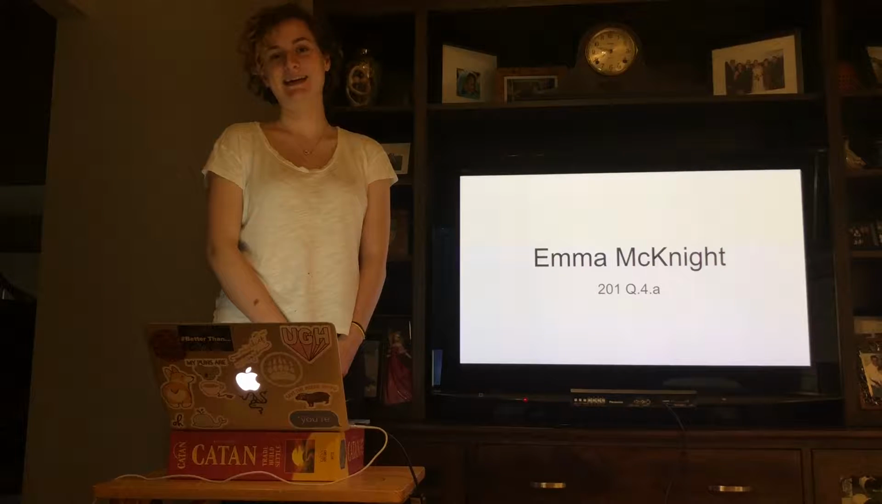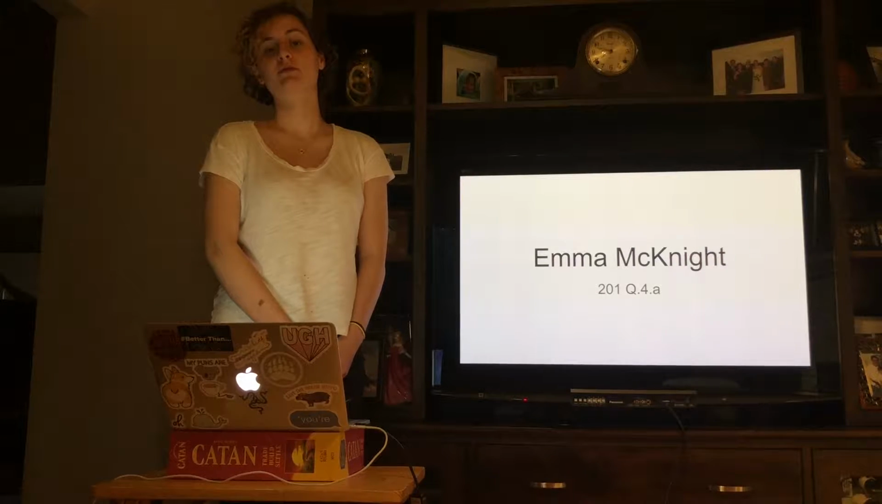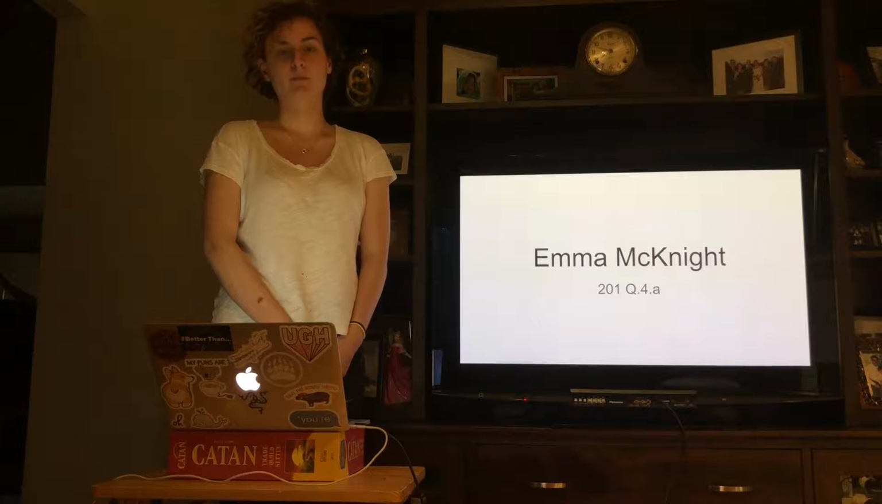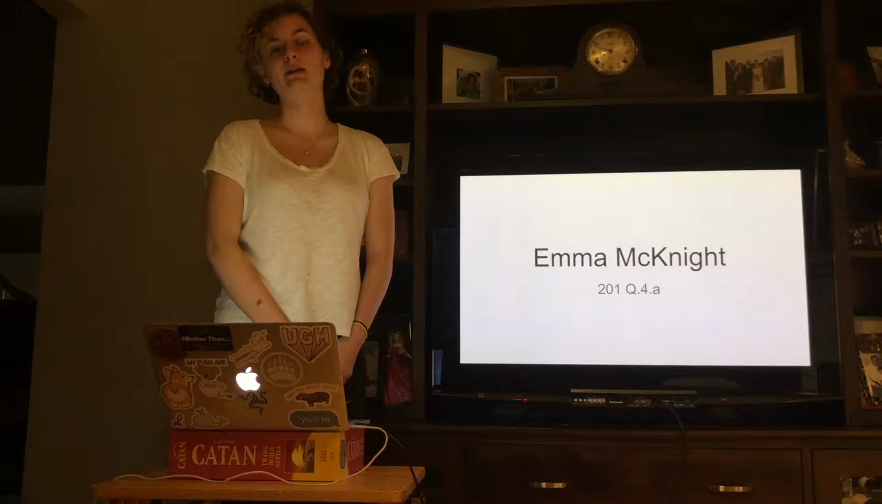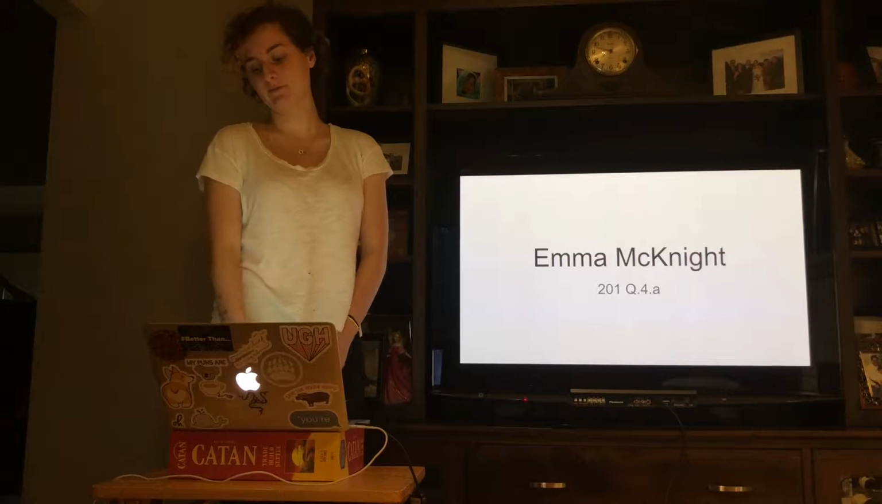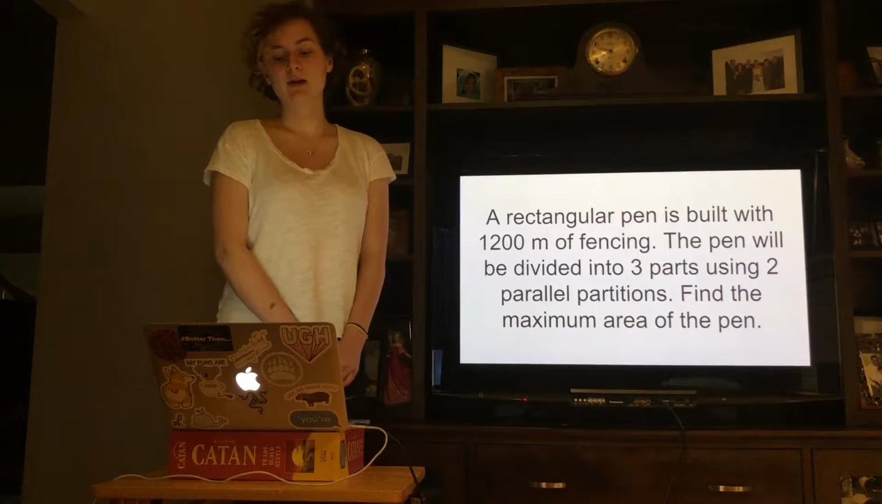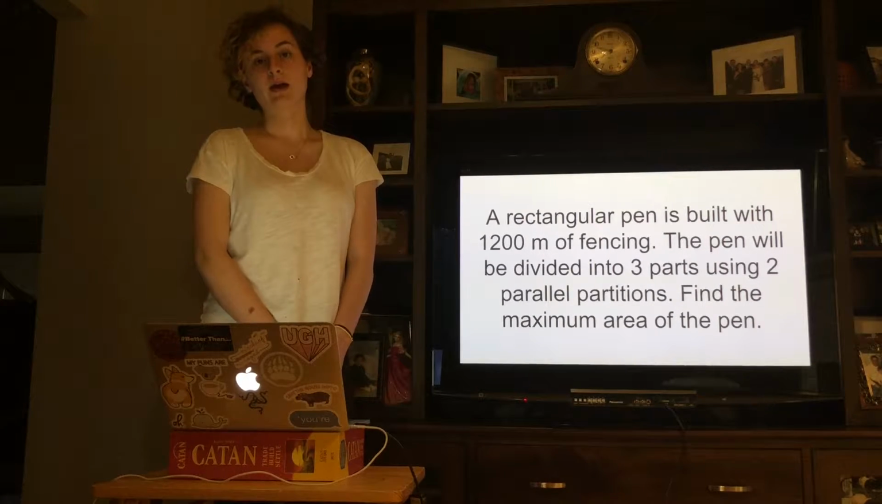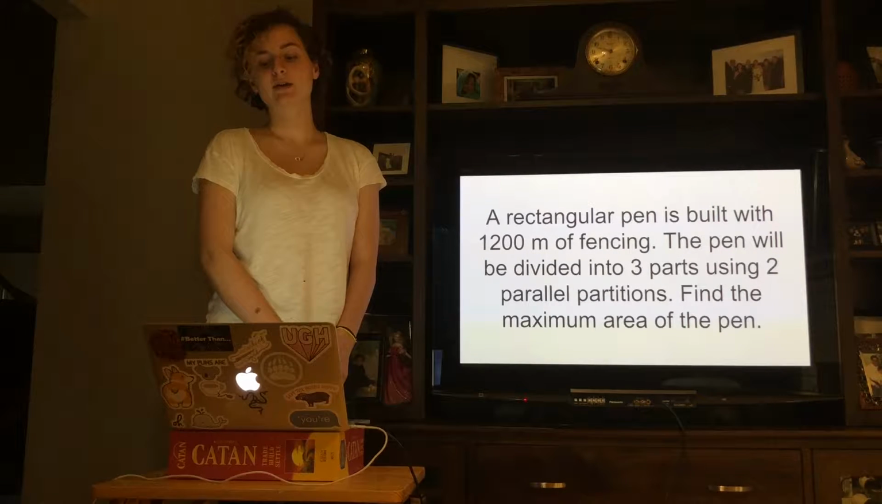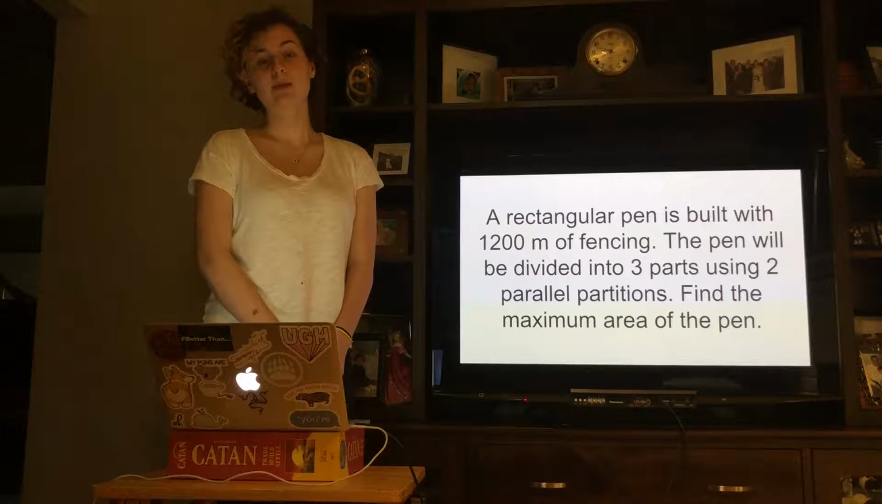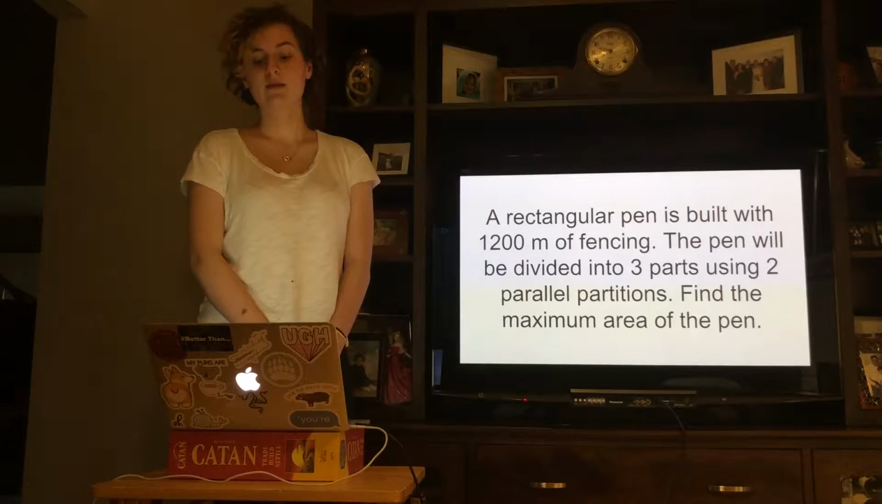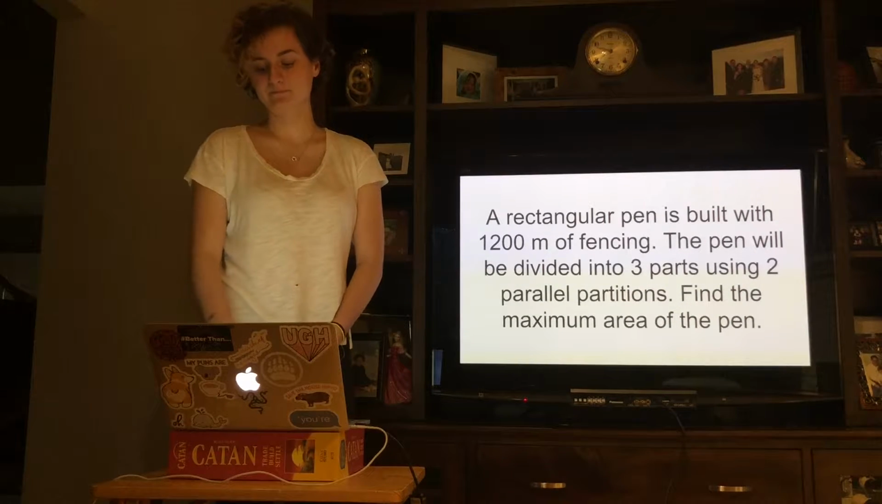My name is Emma McKnight, and today we'll be going over question 4, part A, on page 201 of the Nelson Calculus and Vectors textbook. The question reads as follows. A rectangular pen is built with 1,200 meters of fencing. The pen will be divided into 3 parts using 2 parallel partitions. Find the maximum area of the pen.